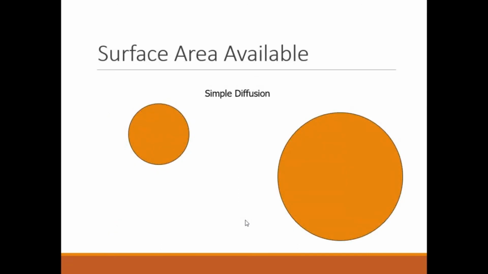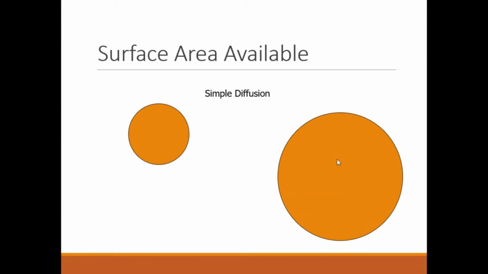Because if we look at simple diffusion, the surface area available is, for all intents and purposes, the size of the cell. The small cell over here on the left has a much smaller surface area than the large cell on the right. And because we're just talking about movement through the membrane directly, the entire surface of the membrane becomes available for transport.